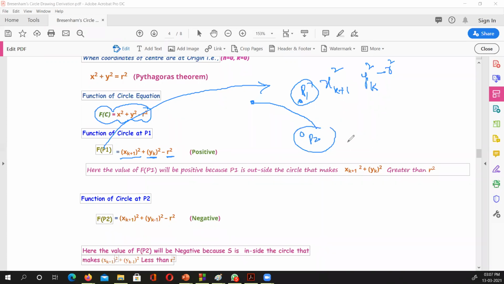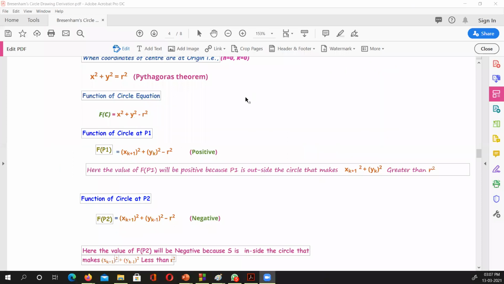So what is the function at P2? When I say P2 here, x is what? X is k plus 1 all the time because it increments. But what is y? Y is k minus 1. So here x is k plus 1 and y is k minus 1, and minus r square from the circle equation, this equation, right? Are you getting this now?